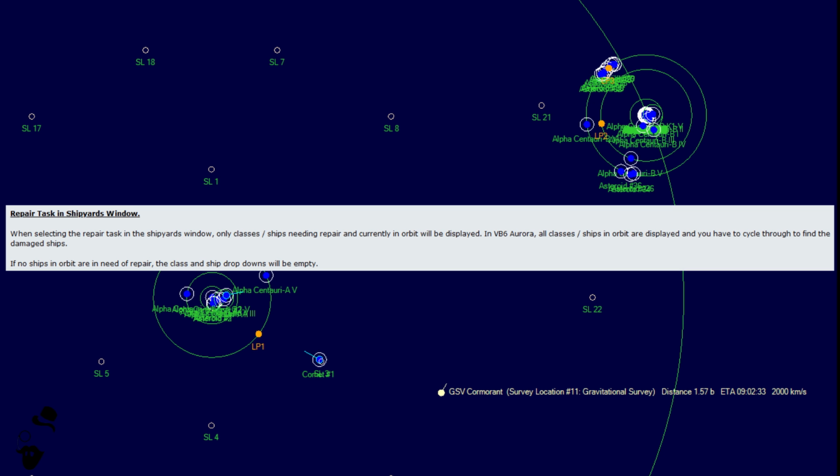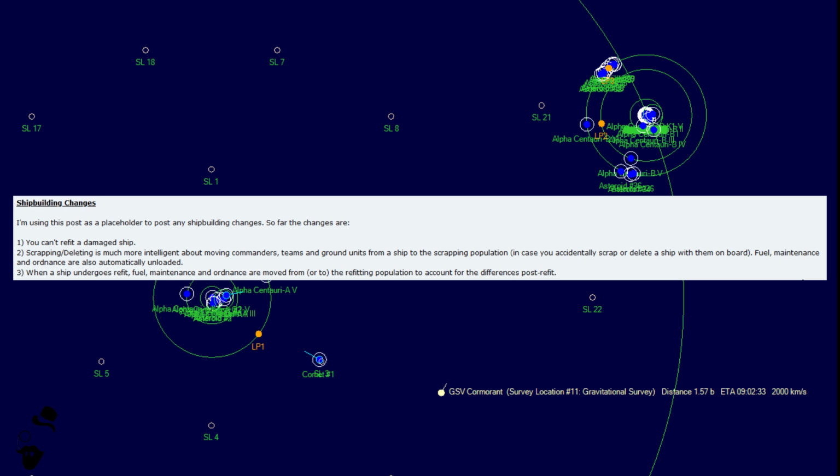Next up, we have changes in shipbuilding. We have 3 changes. Number 1, you can't refit a damaged ship. If PDCs were still a thing, this would be a problem, but they're not, so we'll cover that later. Number 2, scrapping and deleting is much more intelligent about moving commanders, teams, and ground units from a ship to the scrapping population, in case you accidentally scrap or delete a ship with them on board. Fuel, maintenance, and ordnance are also automatically unloaded.